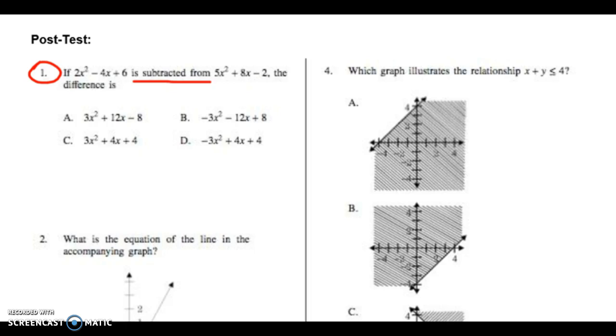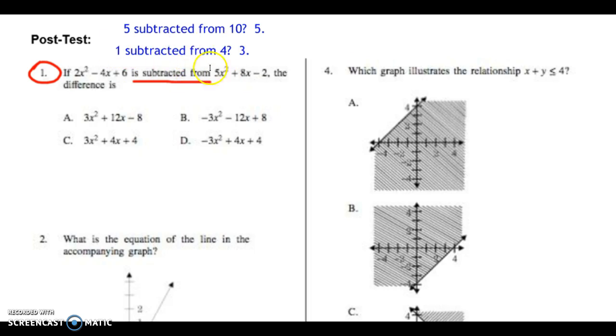Well, if I told you, what is 5 subtracted from 10, your answer would be 5, because I'm taking 10 and subtracting 5 from that. So I wouldn't say 5 minus 10, I would say 10 minus 5. If I asked you what 1 subtracted from 4 is, you would tell me 3, because I'm taking 4 and subtracting 1 from it.